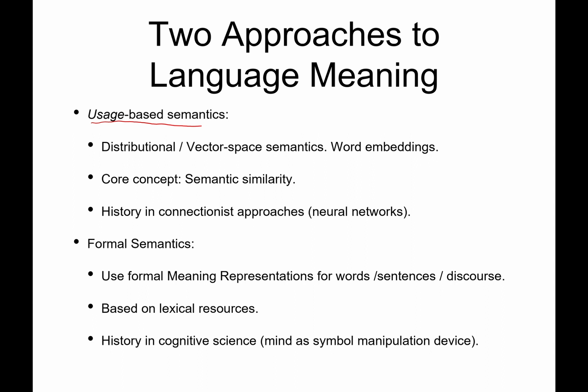It is very different from formal semantics, where it's mostly about building lexical resources that describe the semantics of a word. They use formal meaning representations for words, sentences, and maybe dialogue, discourse, or any kind of larger text. It has history in cognitive science because it deals mostly with how the mind manipulates the symbols, which are the words.